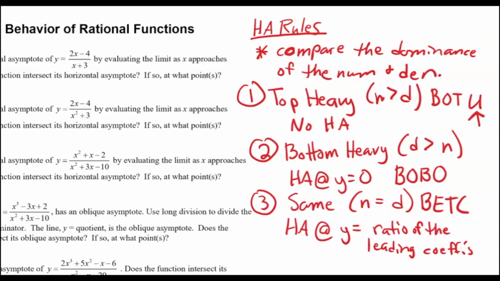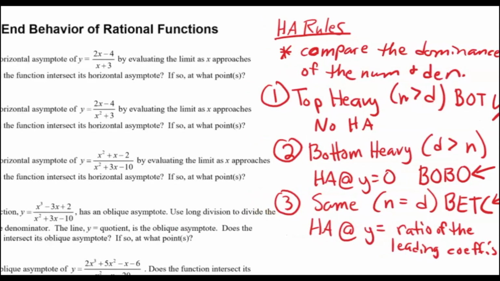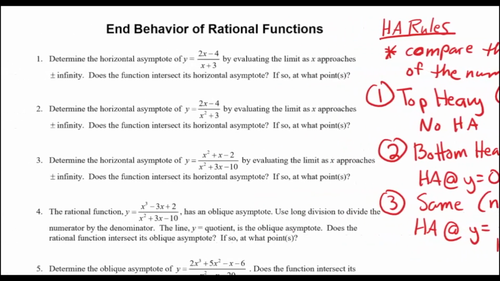So if it's top heavy or big on top, it's undefined. There is no HA. If it's bottom heavy or big on bottom, then it equals 0. And if it's the same or the bottom equals the top, then you use the coefficients. So let's apply these HA rules. We're going to work out number 3.